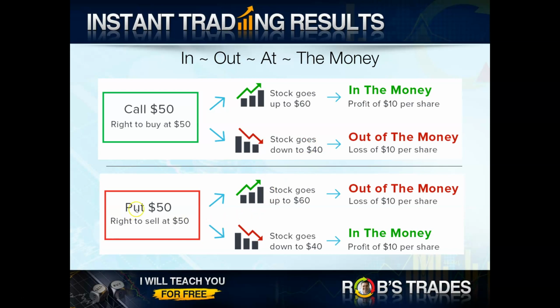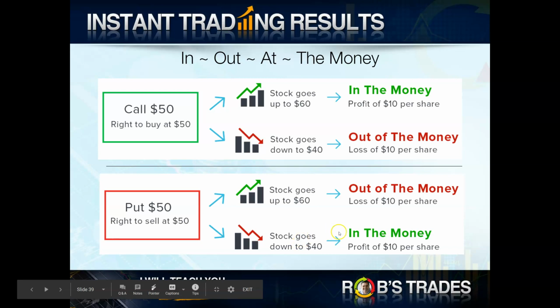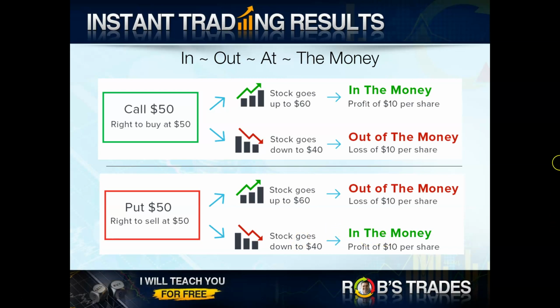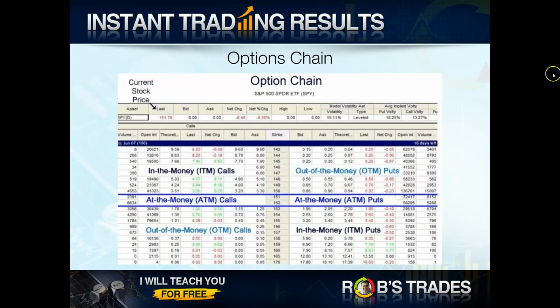On the flip side of that, a put, $50, we've got the right to sell it at $50. So if the stock goes up to, say, 60, we're out of money. All right, so we've just lost $10. The stock's worth $60. You don't want to put that stock to somebody for $50 because you've just lost $10. Now, if the stock goes down to, say, $40, well, now we're in the money. We've just profited. We've just made $10 per share.